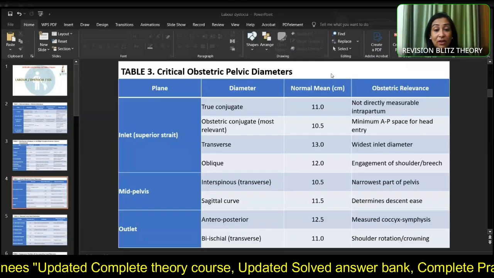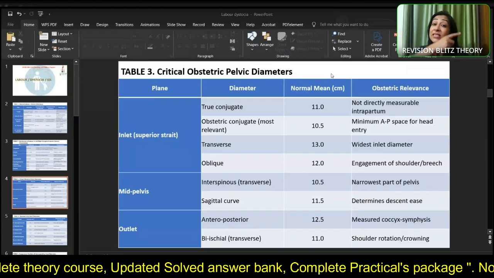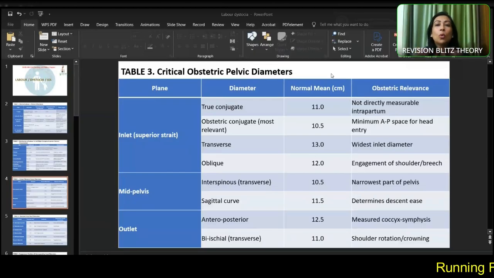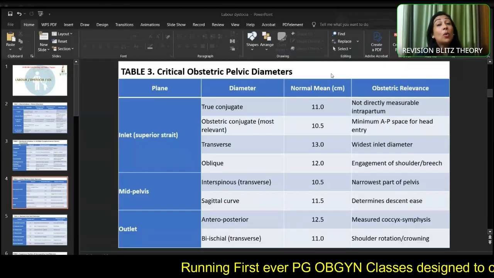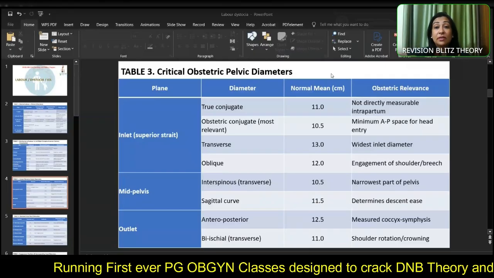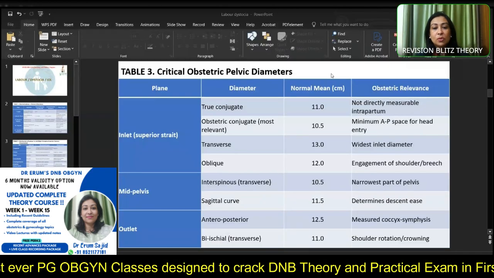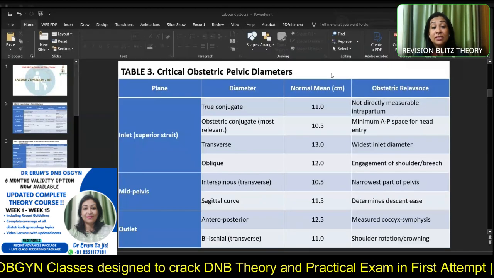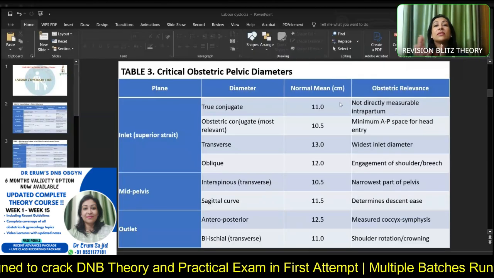When it comes to the mid pelvis, the cavity, mostly all the diameters are similar. It's around 10, 10.5. Here, 10.5 is the interspinous diameter, and the sagittal curve diameter is around 11.5, which nobody actually asks. They usually know that the mid cavity is almost round, and the diameters are almost similar, around 10.5. Coming to the outlet, the anteroposterior is very large, around 13 centimeters, and the transverse, the bi-ischial diameter, is around 11 centimeters. The anteroposterior is measured between the coccyx and the symphysis.